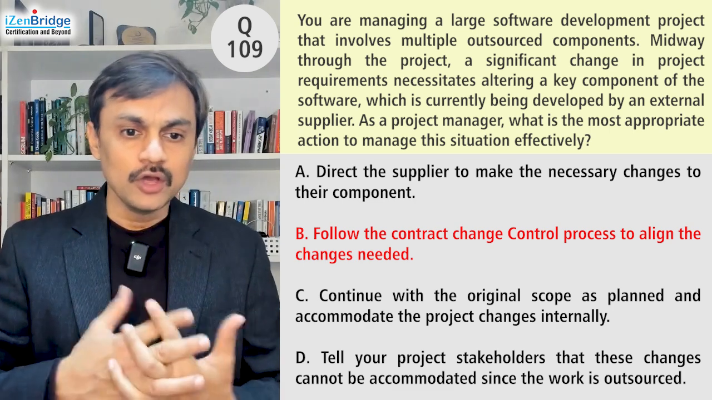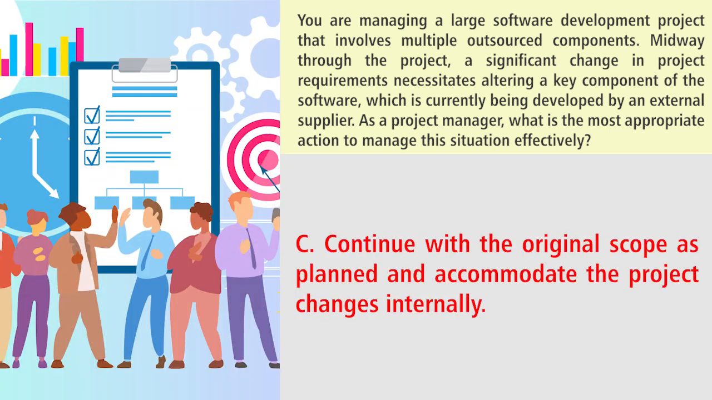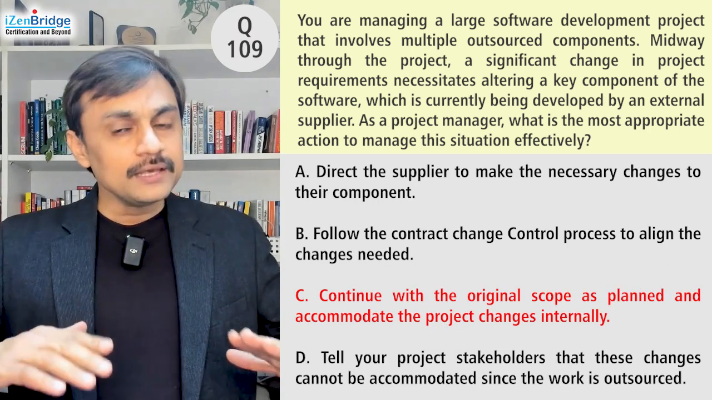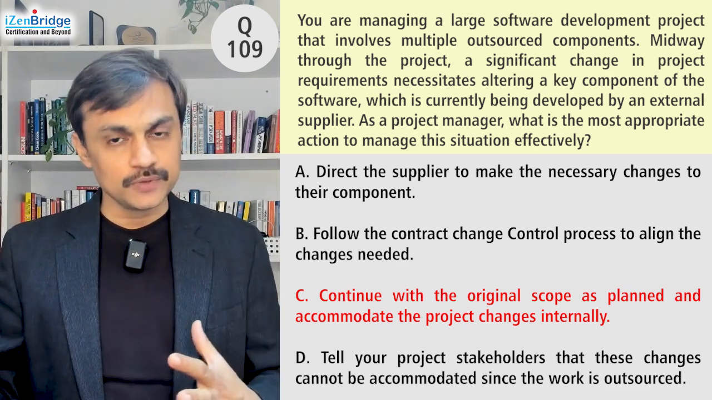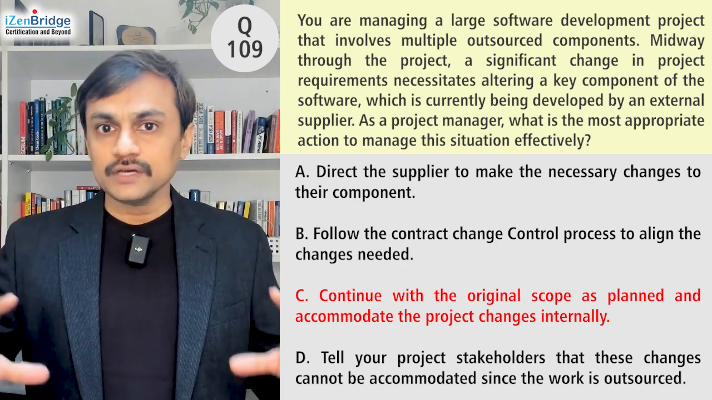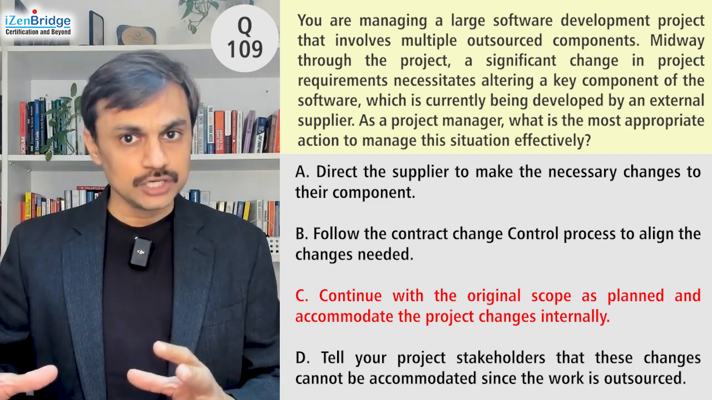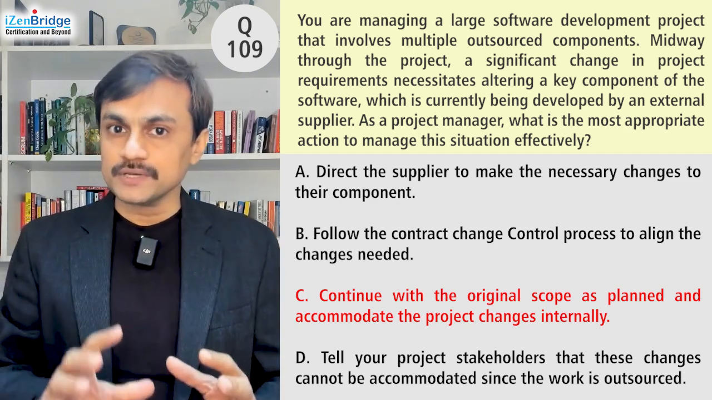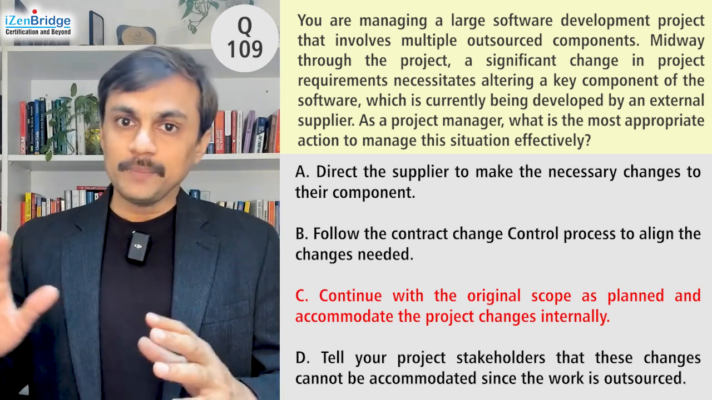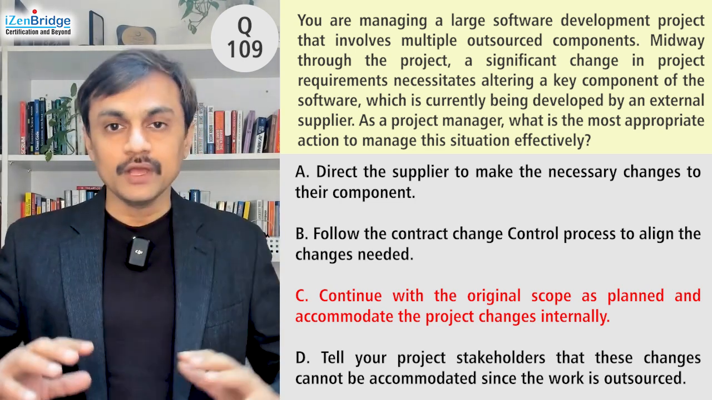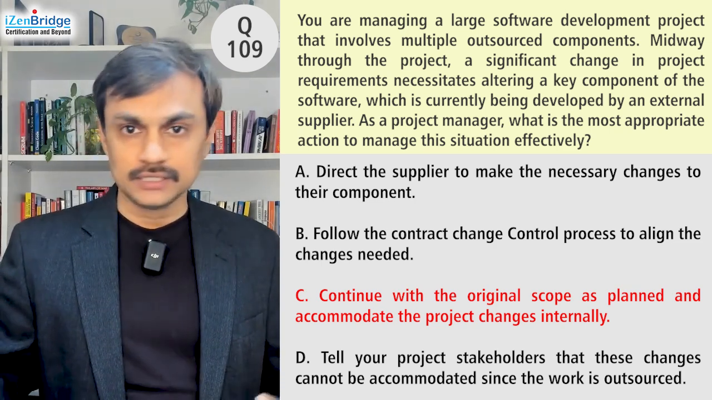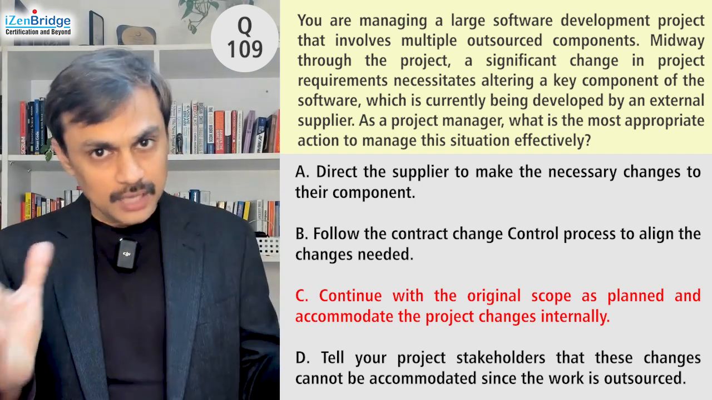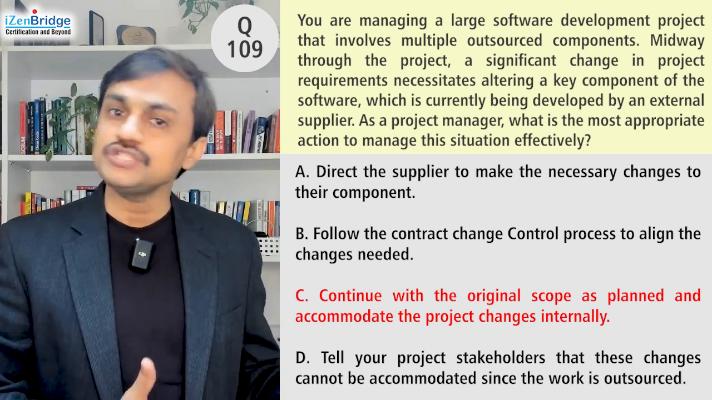Let's see the other option. Option C, continue with the original scope as planned and accommodate the project changes internally. So it is directly making me act, not exploring the vendor and change process. There is a possibility that after learning the contract change control, I may decide it might be very expensive and complicated to work with the vendor. Better we do it internally. There is a possibility, but I don't know. There is also a possibility that it can easily get done by the vendor. It might be an easy thing, and we might have a provision in our contract which takes care of it.